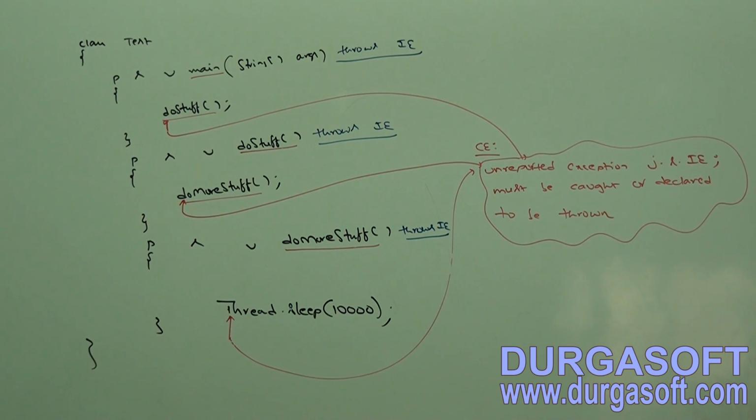Class Test, public static void main, String array args throws InterruptedException. Now I'm calling do stuff method. Next, public static void do stuff throws InterruptedException. Yes, I'm getting do more stuff. Next, public static void do more stuff throws IE, Thread dot sleep of 10,000.